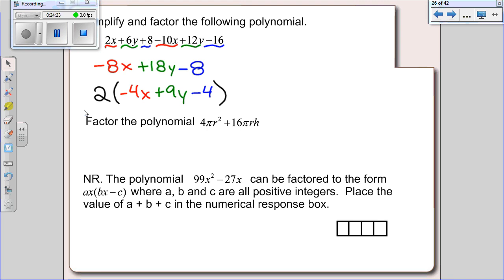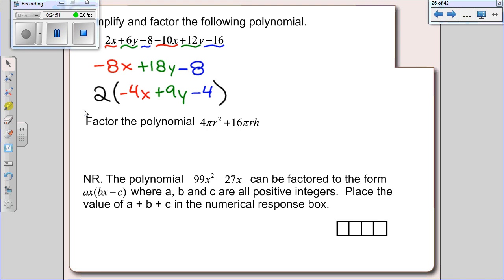Alright, the next one. Factor the polynomial. I want to give you a second to try to figure out what the GCF is of that thing. So that's all you're doing right now. Try to identify the GCF. What can I take out of that question? So that should always be your first step. What is the GCF? I'll give you about 30 seconds to think about it.